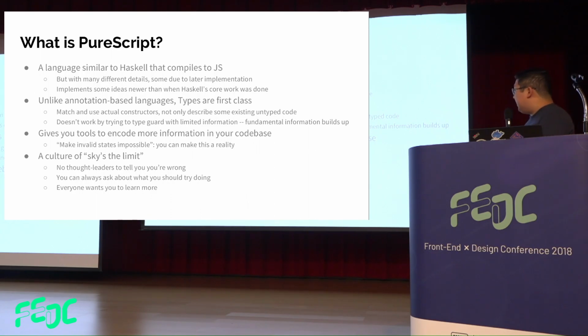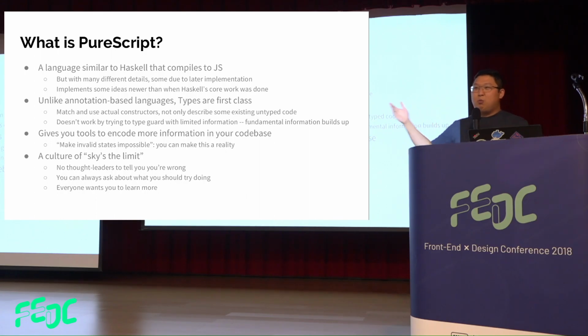The other thing PureScript does is give you a lot of tools to encode more information in your code base. This is represented in this quote: make invalid states impossible, right? A lot of languages take this to a first level, and some other ones take this to a second level. PureScript lets you encode more information with richer types, and then use a lot of different things to actually validate those. And one of the other key differences from other languages is that there's no actual leader group for PureScript.